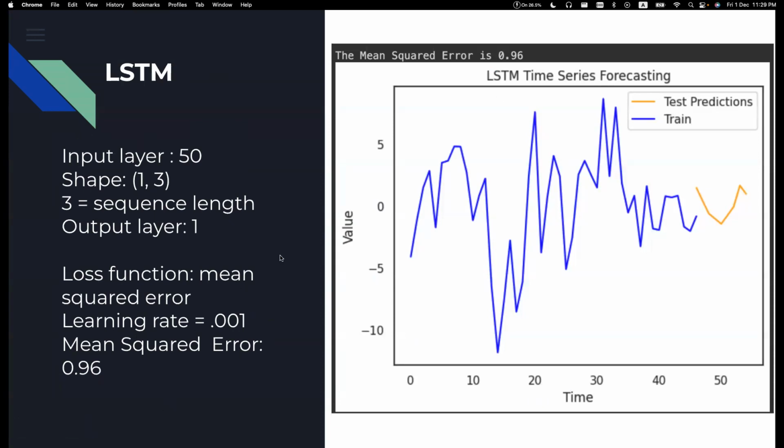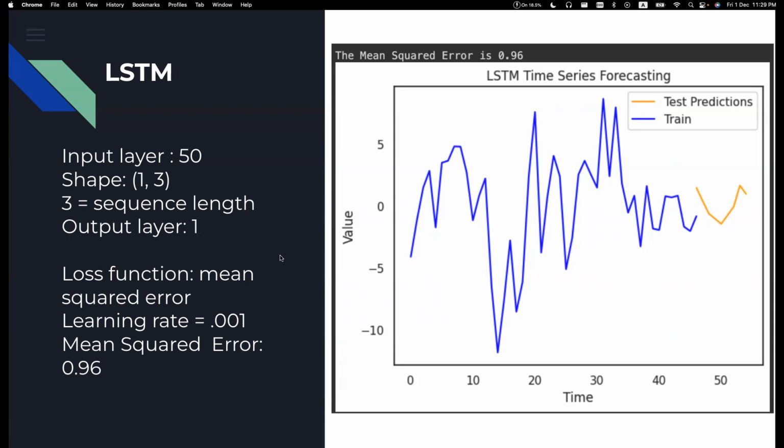Hello, I am Avijit. I worked on the LSTM model. LSTM is long short-term memory, which is used for time series analysis and forecasting. In this, I use an input layer of 50, and the shape is 1, 3. The 3 is the sequence length. I use 3 previous points to predict the current value, and the output layer is 1.